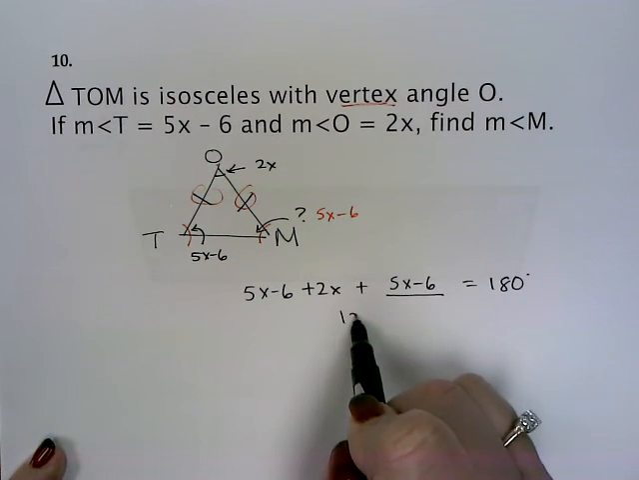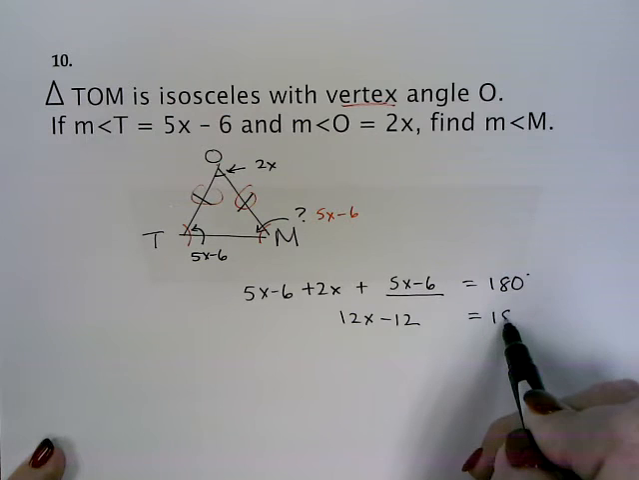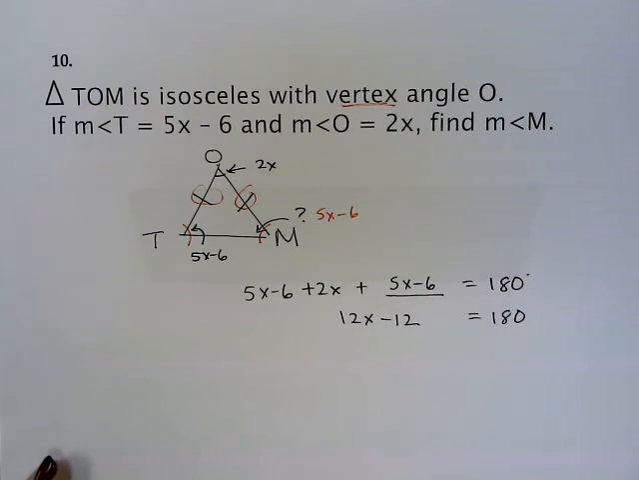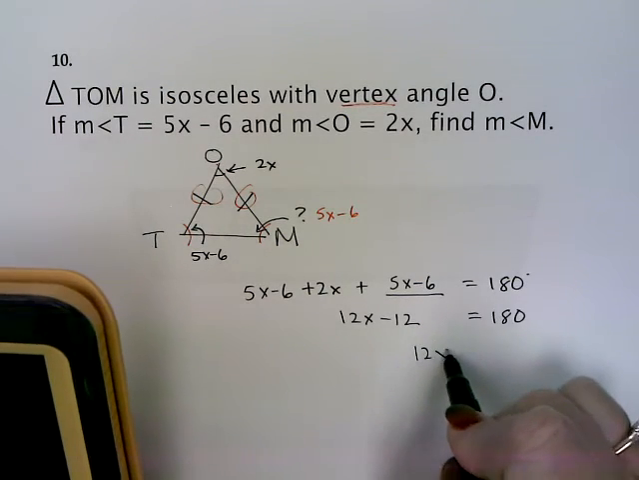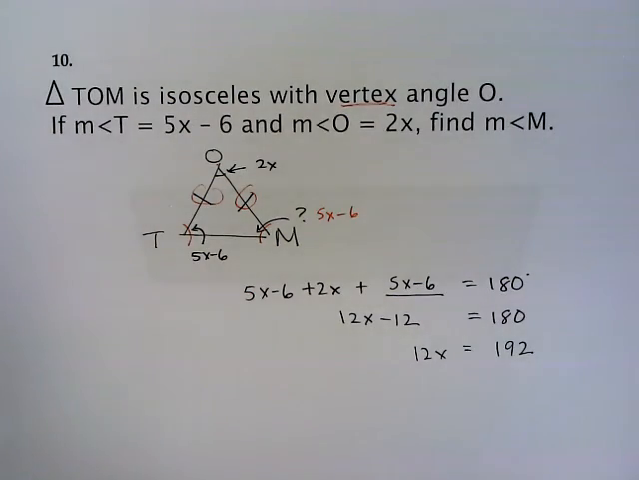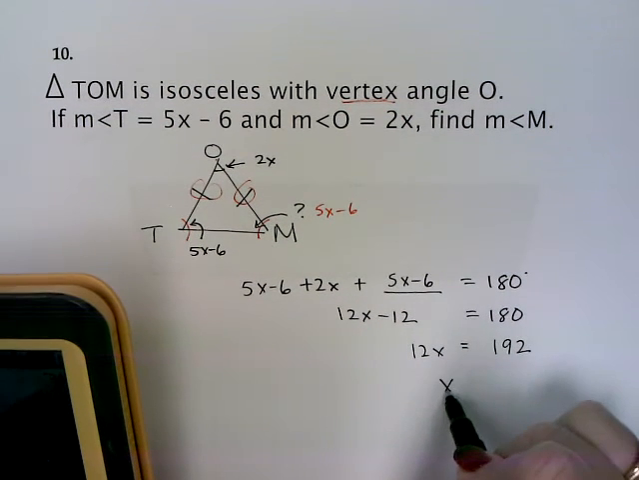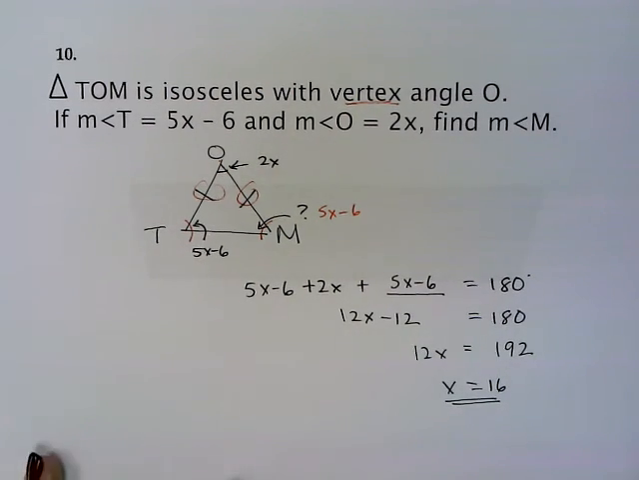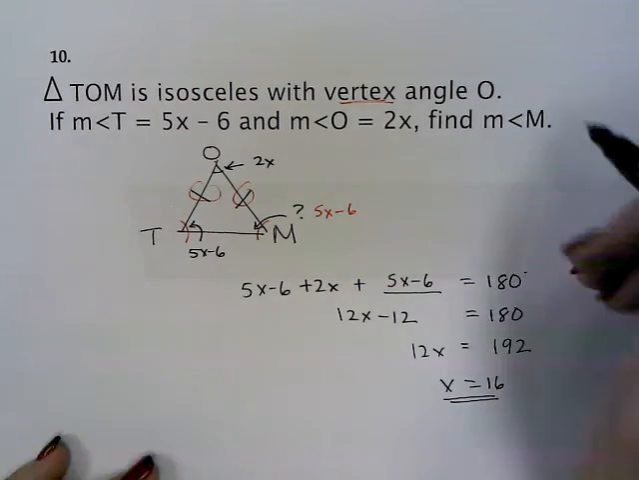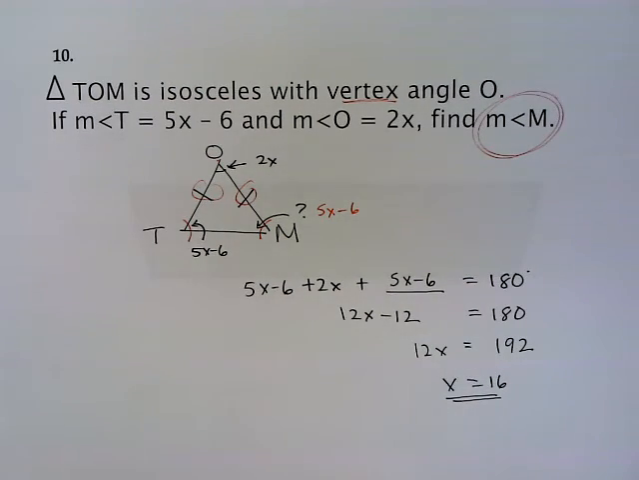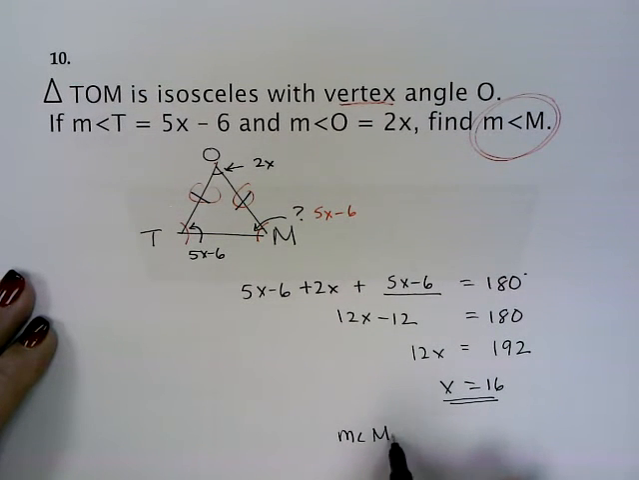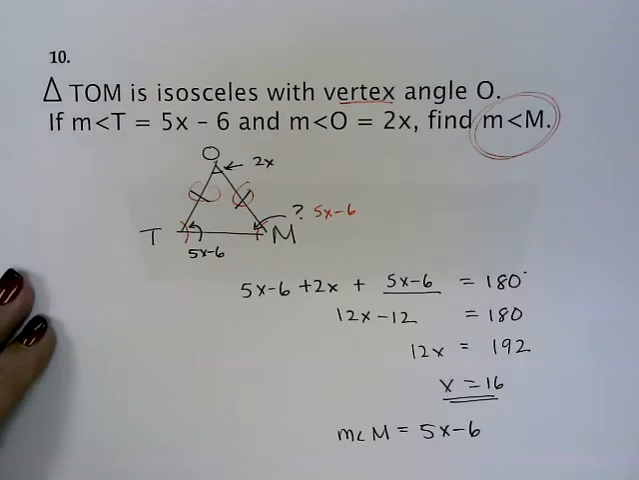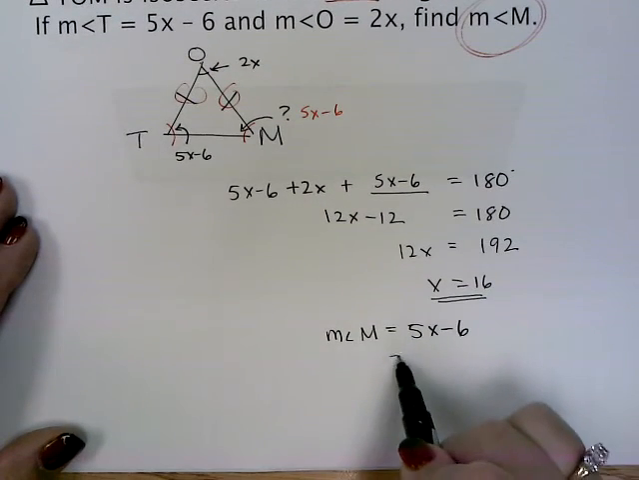Now it's just all the math. 12x, because 5, 10, 11, 12, minus 12 equals 180. I'm going to add 12 to both sides. I'm going to divide by 12. All right, that's what x equals, but is that what it's asking me? No. Up here it's asking me to find the measure of angle M. So I know that the measure of angle M is this. I know that x is 16.